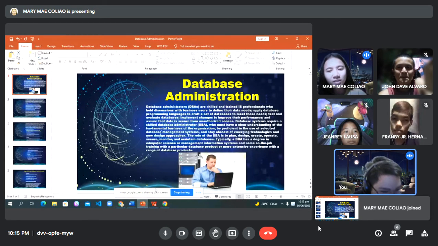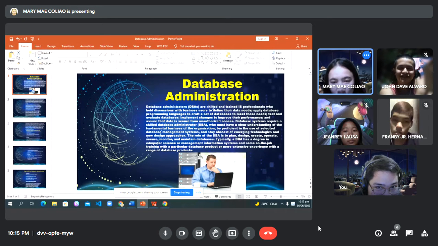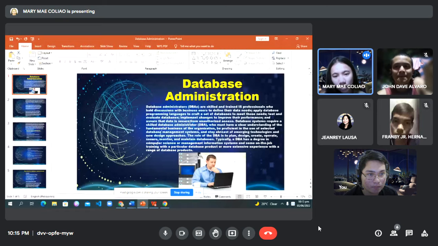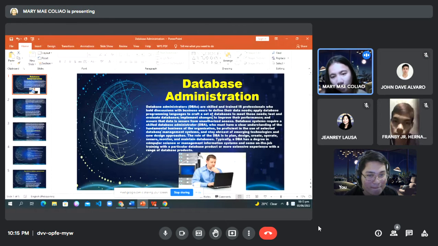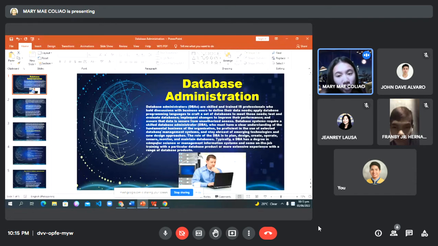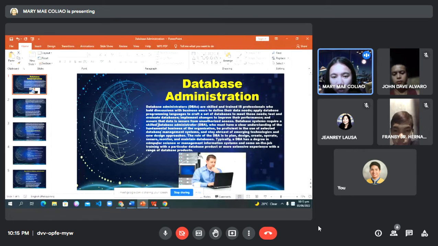So, database administrators are skilled and trained IS professionals who hold discussions with business users to define their data needs, apply database programming language to craft a set of databases to meet those needs, test and evaluate the databases, implement changes to improve their performance, and assure that data is secure from unauthorized access. Database systems require a fundamental understanding of the business of the organization, be proficient in the use of selected database management systems, and stay abreast of emerging technologies and new design approaches.